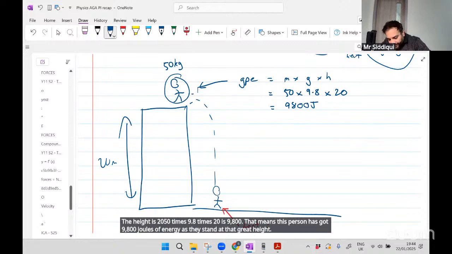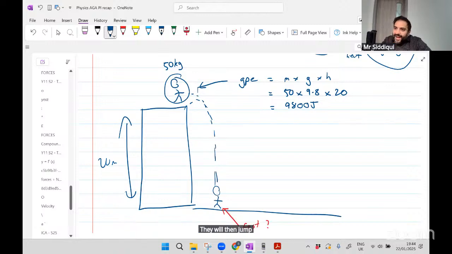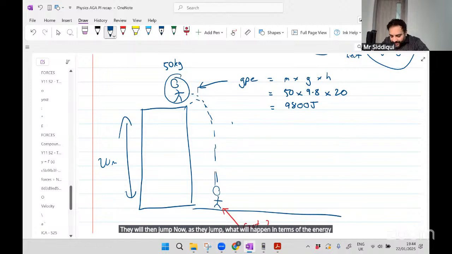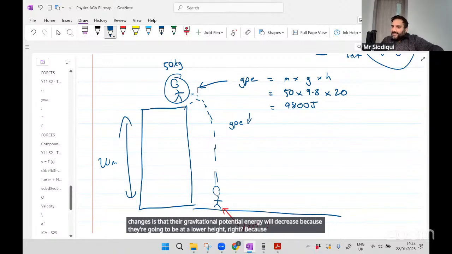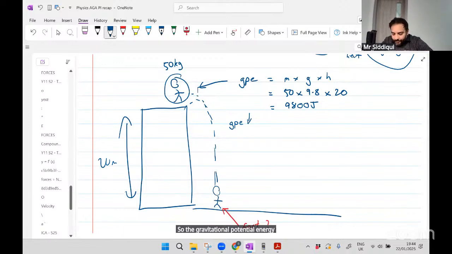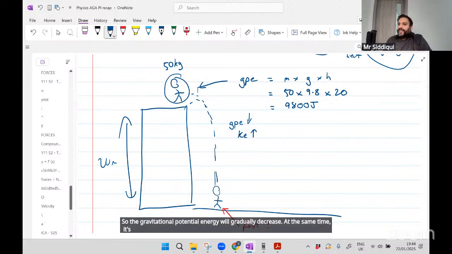They will then jump. Now, as they jump, what will happen in terms of the energy changes is that their gravitational potential energy will decrease because they're going to be at a lower height, right? Because it's going to go 19 meters, 18 meters, 17 meters, and so on. So the gravitational potential energy will gradually decrease. At the same time, it's being turned into kinetic energy because they are now moving as they are falling.